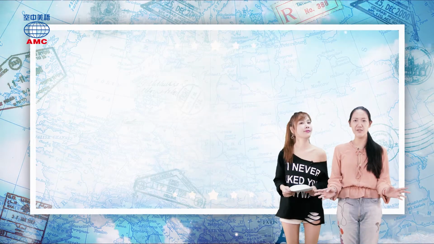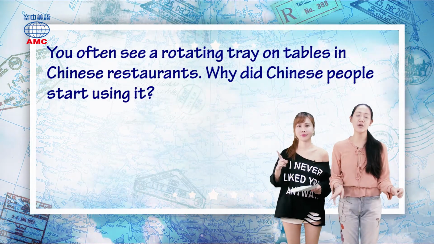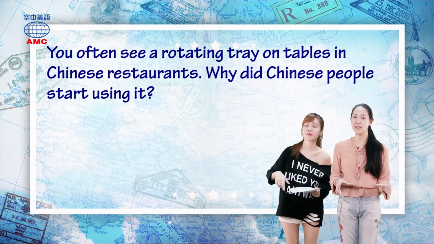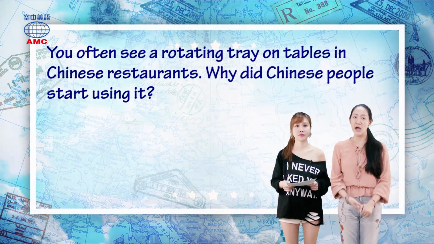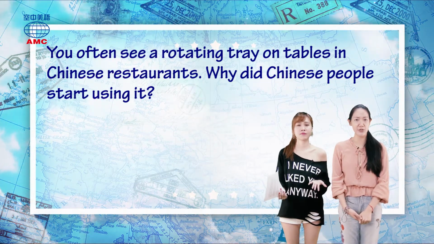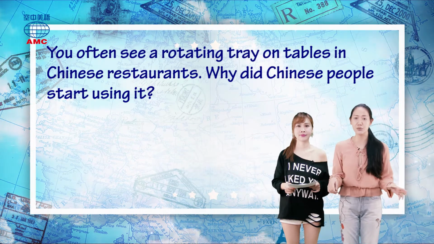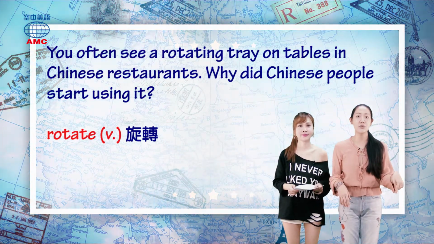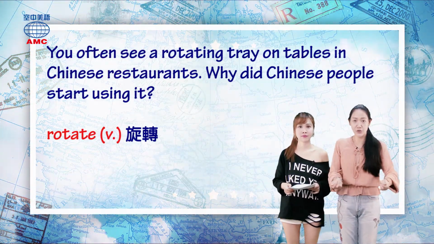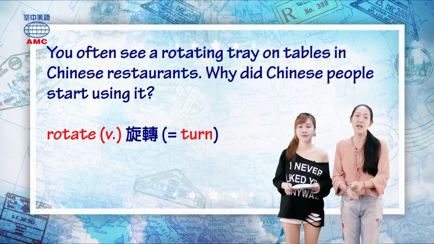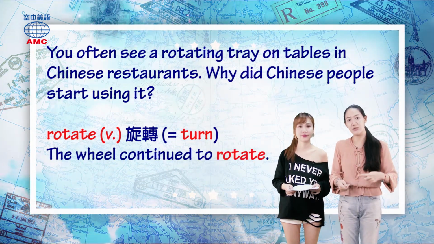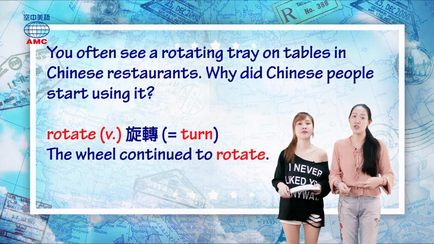All right, so let's check out this article. You often see a rotating tray on tables in Chinese restaurants. Why did Chinese people start using it? All right, so we start off with the verb rotating. To rotate means to move or cause to move in a circle. So we can say turning. And we can say the wheel continued to rotate, which means continue to turn.